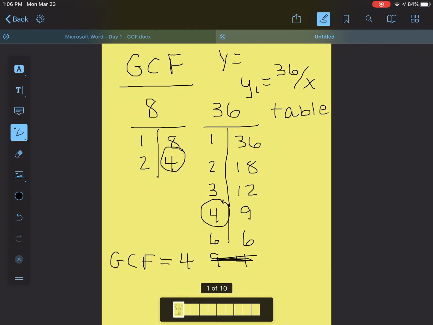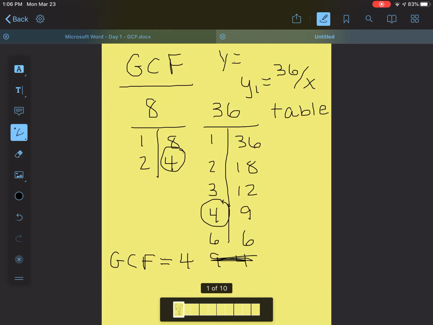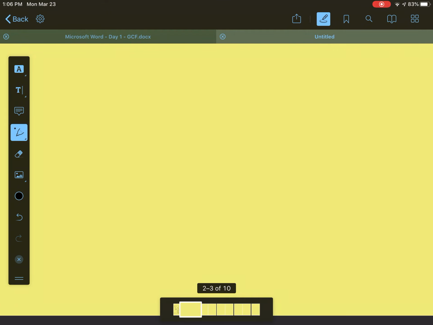Now, the other thing that we need to think about is when we want to find the GCF of two variables. Oh, still figuring this out. Hang on, that is not what I want to do. All right, so let's take a look at finding the GCF when we're dealing with variables. Let's say I've got x to the third power and x to the fifth power.